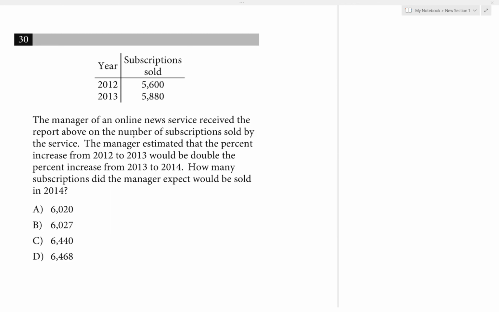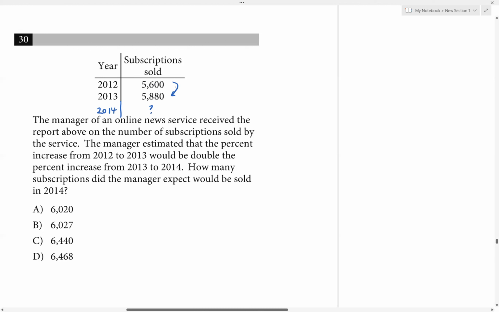Okay, so they told us the number of subscriptions for year 2012 is 5,600. For 2013 is 5,880. And they said the percent increase from 2012 to 2013 is double the percent increase from 2013 to 2014. And we're trying to figure out how many subscriptions we have for the year 2014. So let's solve for the percent change from 2012 to 2013. It's not just the change, but the percent change.